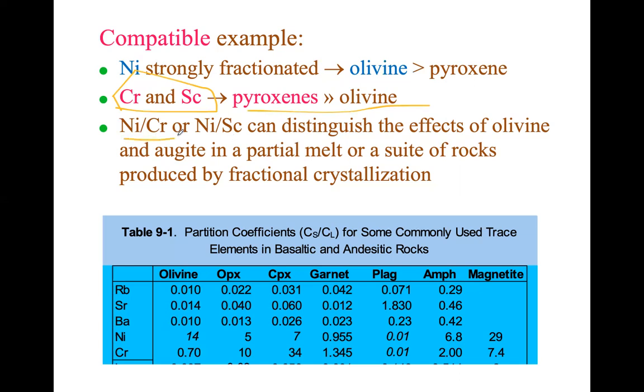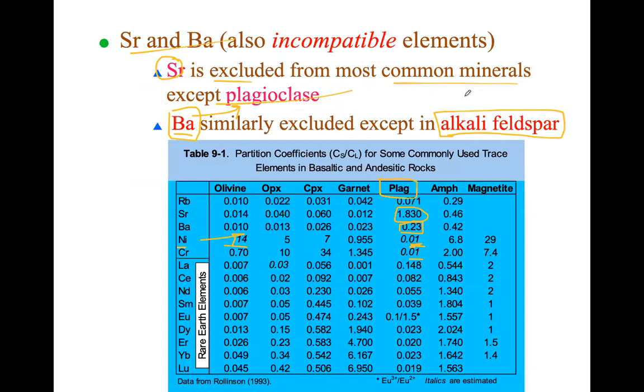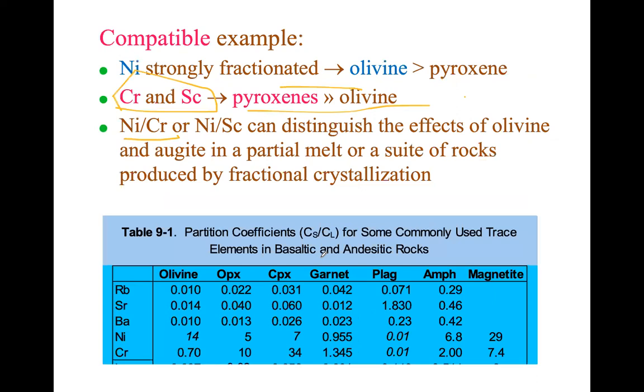So if you compare pyroxene and olivine in terms of scandium and chromium, right? Pyroxene has a much higher preference for chromium, I think. Yeah, you see here the partition coefficients. For CPX and OPX, the partition coefficient for chromium is 10 and 34, right? But for olivine, it's 0.7. 0.7 is also high, but this is 10 and 34, right? So in that way you can distinguish olivine and pyroxene in determining geochemical changes in melts, right?